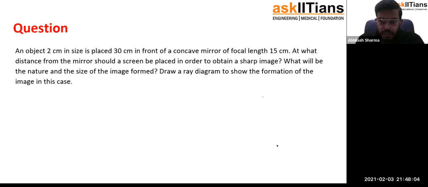So let's move ahead with the first question that we have. Every time you should draw a diagram of what they are saying. So the question says an object 2 centimeter in size is placed 30 centimeter in front of a concave mirror. So this is our concave mirror.